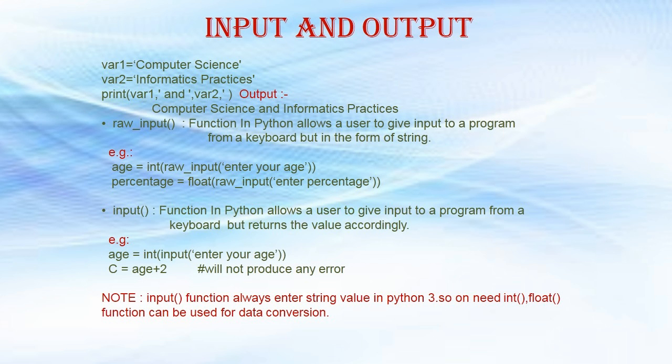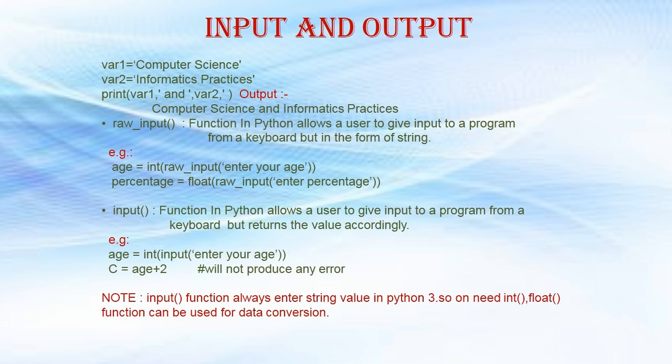I know you won't be able to understand these lines right now, but later you will get to know what I am talking about. It is just that if you want to give input to the Python program, we use the input function, right? There are two types of input function. One is raw_input. In raw_input, you always give the input in terms of string, and the other is the simple input function, which allows a user to give input to a program from the keyboard but returns the value accordingly.